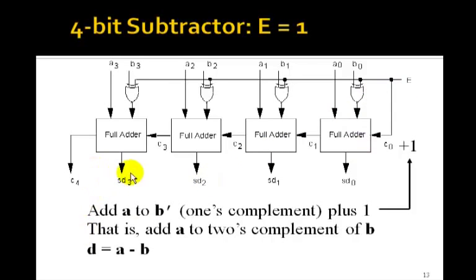So what I'm really doing, D, this difference out here, is just the sum of A plus the negative of B, because I take the negative of B by taking its 2's complement, and this bubble takes the 1's complement, and the E coming in here adds the 1. So I'm really taking the sum of A plus the 2's complement of B to get the difference D. That, in fact, is how subtraction is done in most microprocessors and things. You really don't need to have a subtractor. The way subtraction is done is by taking the 2's complement of what you want to subtract and adding it to A. So D is just A minus B.